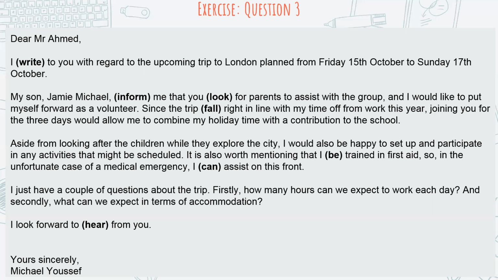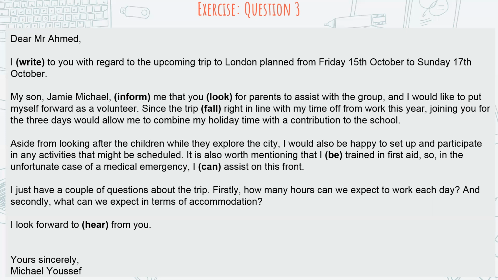So, that you are looking for parents to assist with the group, and I would like, these are some polite expressions here, I would like to put myself forward as a volunteer. Since the trip falls right in line with my time off from work this year, joining you for the 3 days would allow me to combine my holiday time with a contribution to the school. So, since the trip falls, okay, just missing the S.